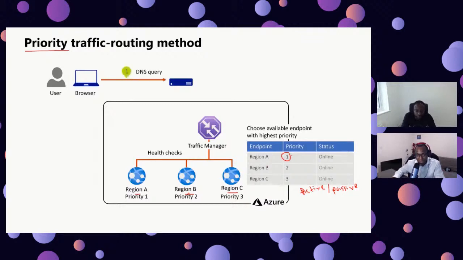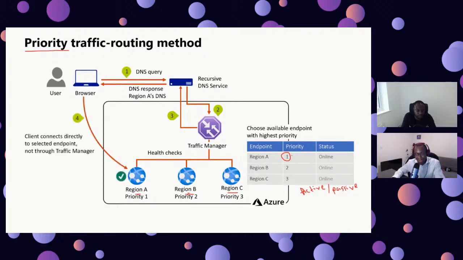So the client sends a DNS query to Traffic Manager. Traffic Manager always returns the DNS of region A, and then the client goes to talk to region A. However, if something happens, Sakofi, and region A fails, then Traffic Manager will mark it as degraded. The next time a client requests an endpoint to connect to, Traffic Manager will send region B because it's number 2 on the list. If region B fails, it will be marked as degraded, and then it will return the next one. So essentially, this is an active passive scenario.